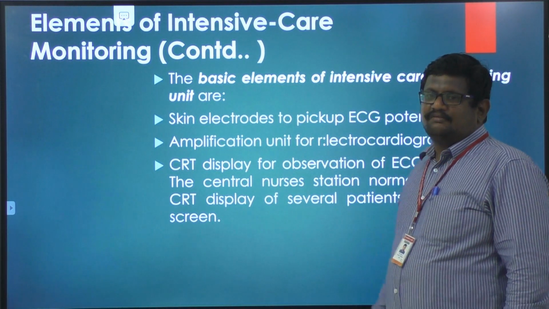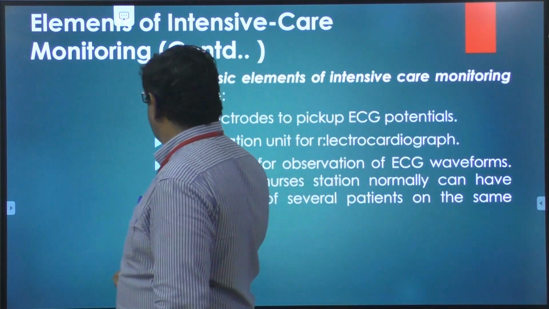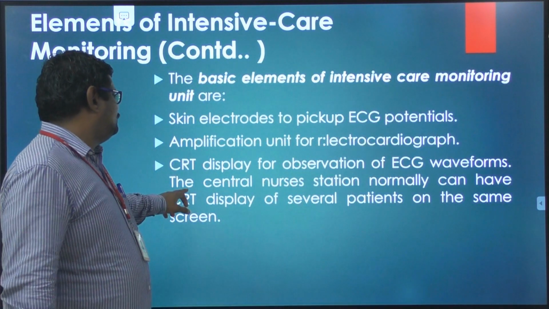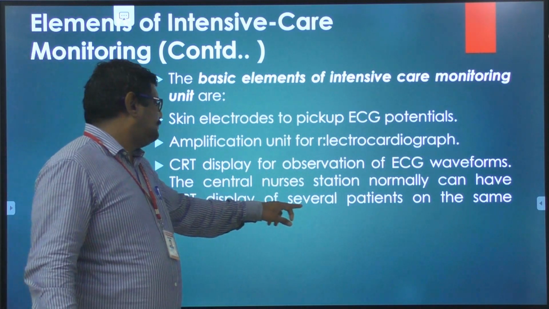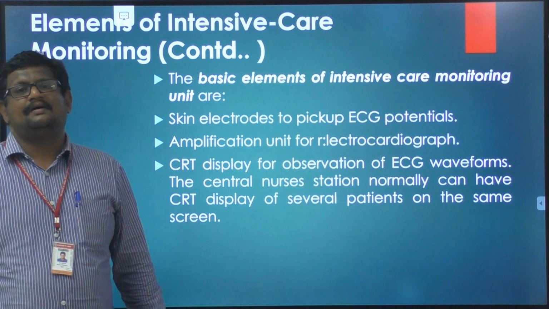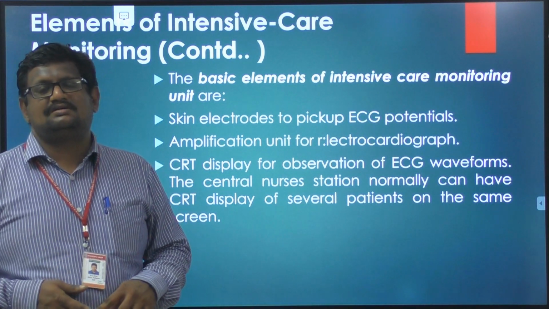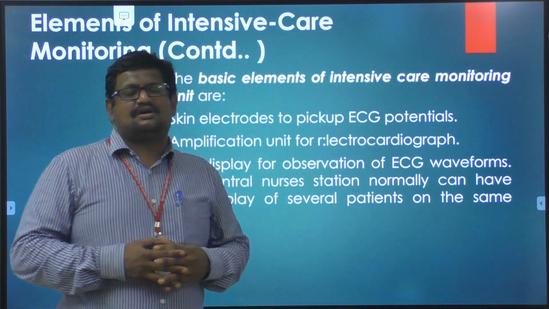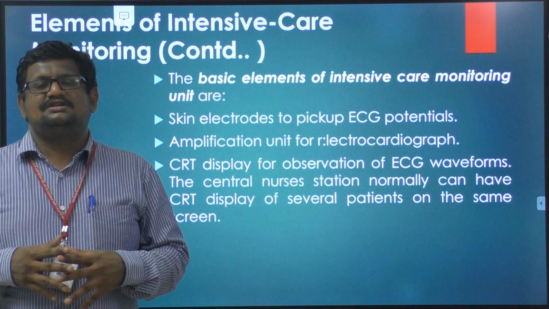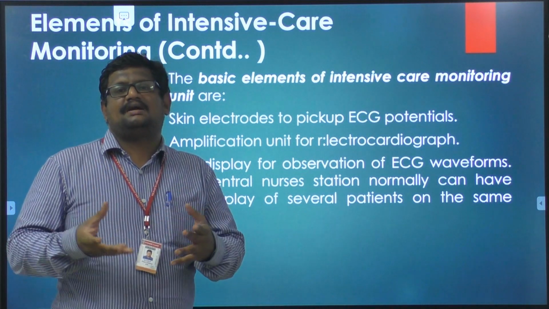CRT display. Of course, after picking up all these signals, obviously it should be displayed. CRT display for observation of ECG waveform. The central nervous station normally can have CRT display of several patients on the same screen. Likewise, if for example 5 to 6 ICU units are there, each unit is having its own ECG. In a central room where the clinicians are available, all the ECGs are being displayed. So whichever patient goes abnormal, he can be immediately treated.